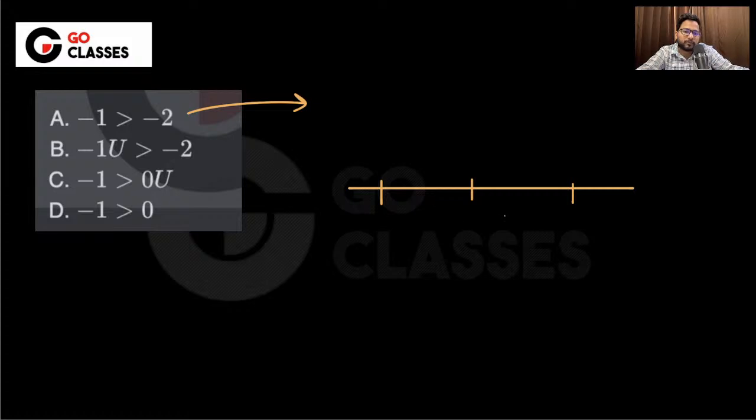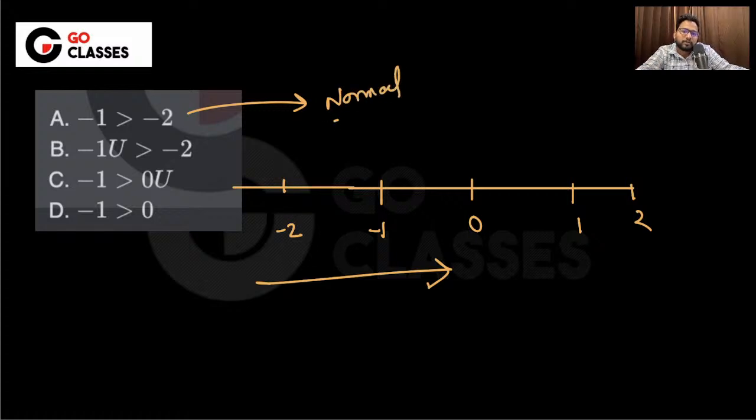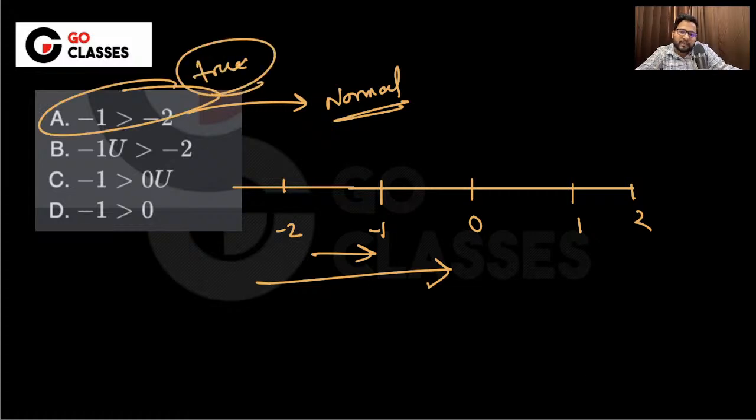So this is, let's suppose 0, this is 1, okay, this is 2, right? This is -1, and this will be -2, right? So this is definitely increasing. I mean, this is a normal comparison. So -1 is definitely greater than -2, right? I mean, this is true. There is no harm in this. Now let's check the second thing, which is saying -1u.